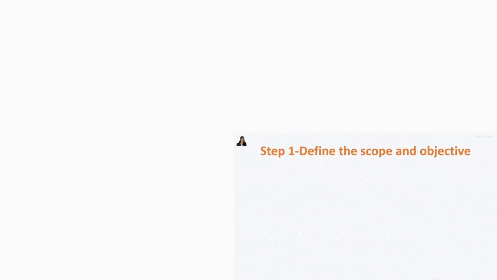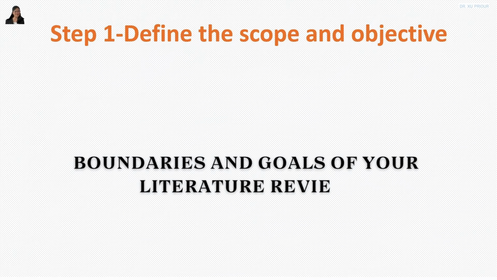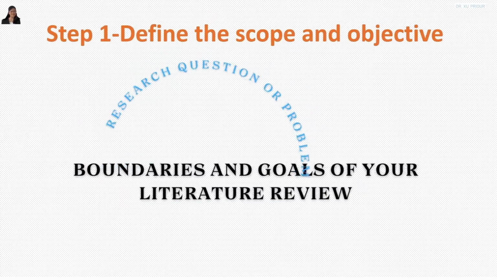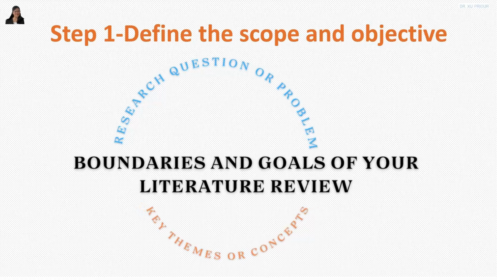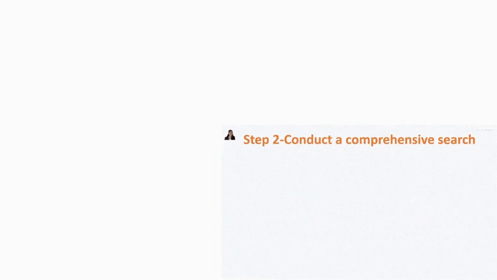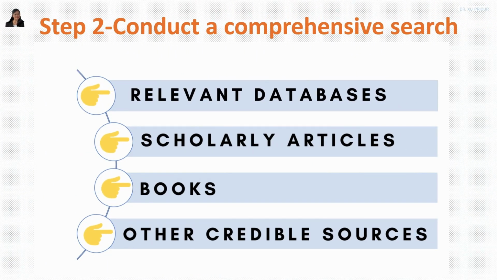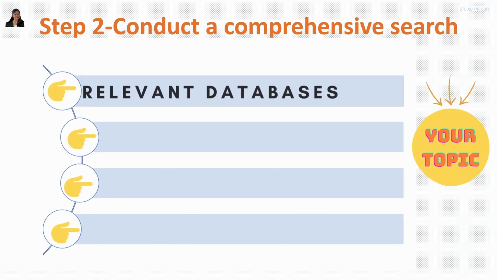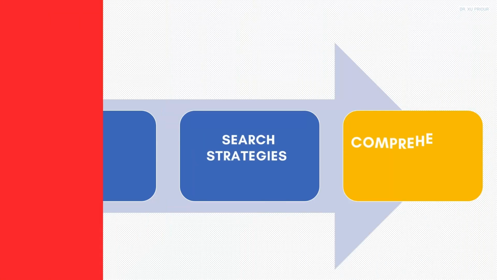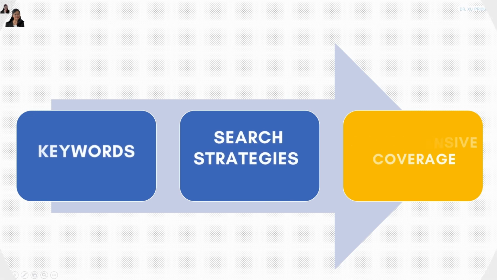The first step is to define the scope and objective. Begin by clearly defining the boundaries and goals of your literature review. Determine the specific research question or problem you want to address and identify the key themes or concepts you will explore. And then the second step is to conduct a comprehensive search. Thoroughly search relevant databases, scholarly articles, books, and other credible sources to gather a wide range of information related to your topic. Use keywords and different search strategies to ensure comprehensive coverage.